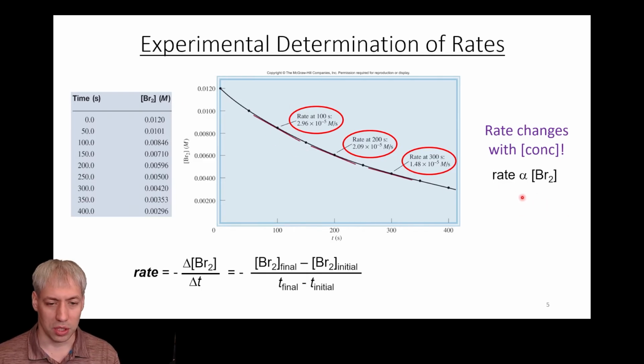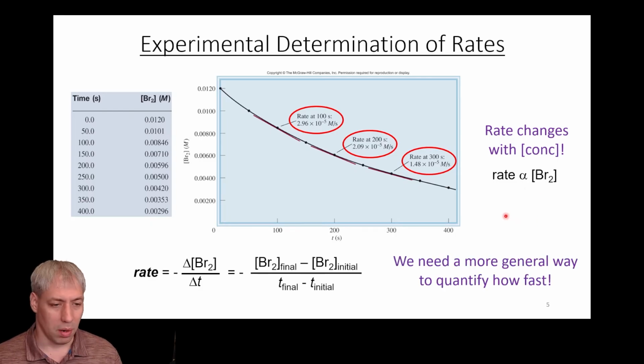And so we have this proportionality. Rate is proportional to Br2. And so the problem is, if we want to report how fast this reaction is, it's not super helpful to report any of these numbers unless we have to add all these qualifiers, like when measured at 200 seconds after starting with this concentration, we get this number here.